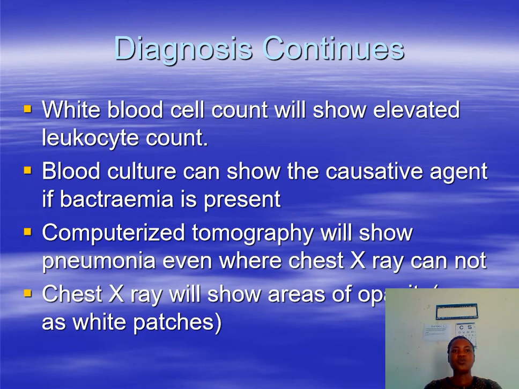Full blood count will also be done. You find that when a full blood count is done, the white cell count will show elevated leukocyte count. Blood culture can also show the causative agent if bacteremia is present. Then chest X-ray will also be done, which will show some areas of opacity. So you see some white patches on the X-ray film.